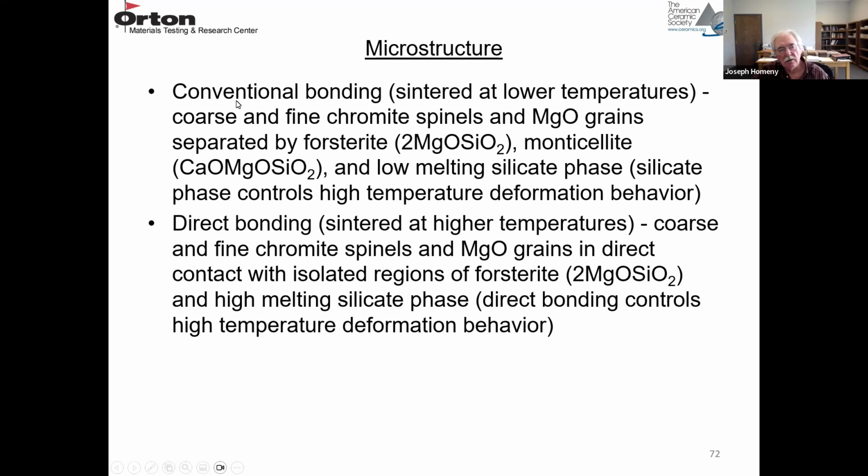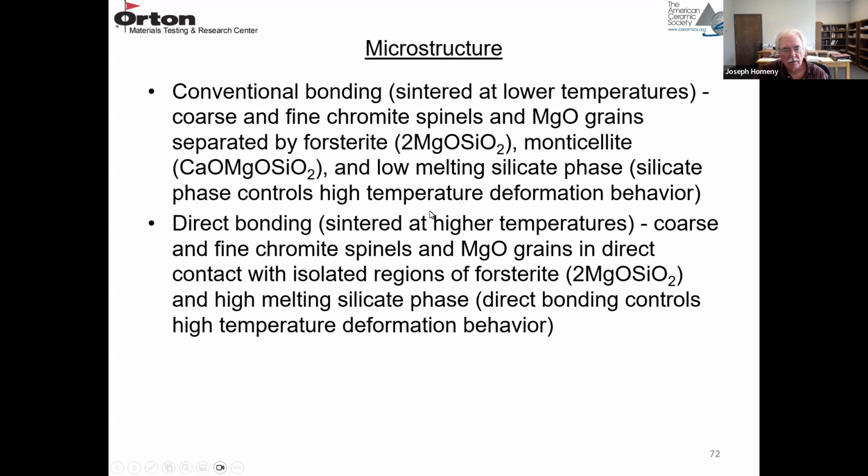So conventional bonding is firing at a low temperature and relatively high impurity content. Direct bonding is centered at higher temperatures, and you're going to have more pure materials. So you're going to have coarse and fine chromite spinels and MgO grains, and now they're going to be in direct contact, and the silicate phases and other phases like phosphorite are going to be isolated because they're also in lower amount.